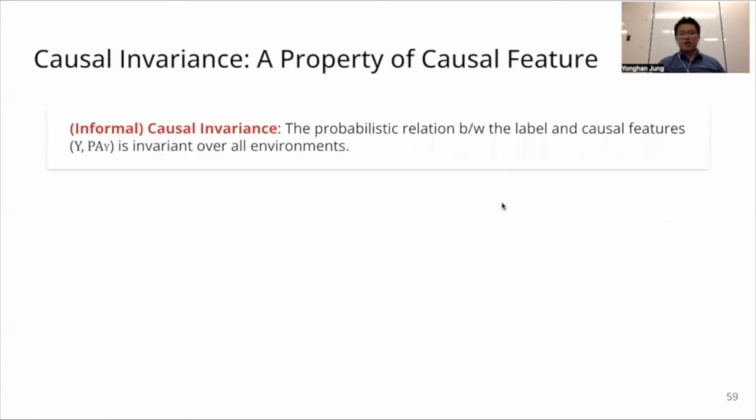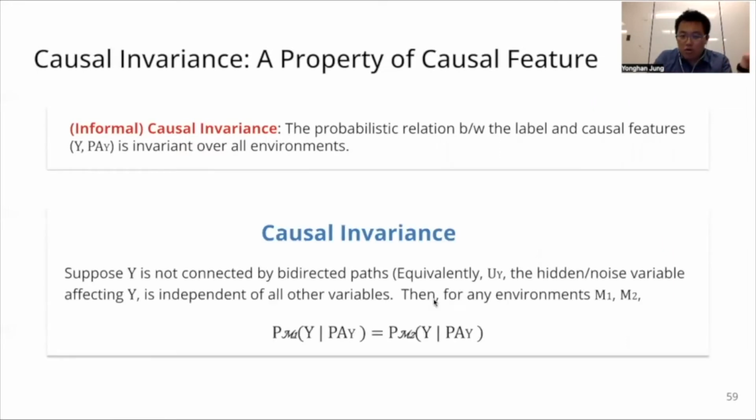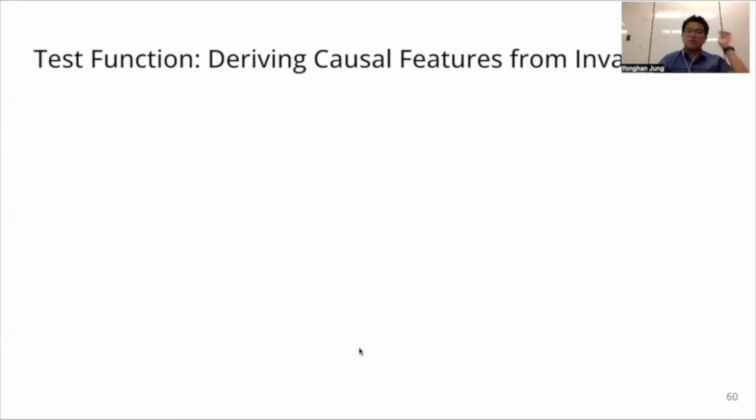Formally speaking, the probabilistic relation between the label and the causal feature is invariant, or for all structural causal models, the probabilistic relation P(Y given the causal feature) is the same. So we will use this causal invariance to identify causal features.